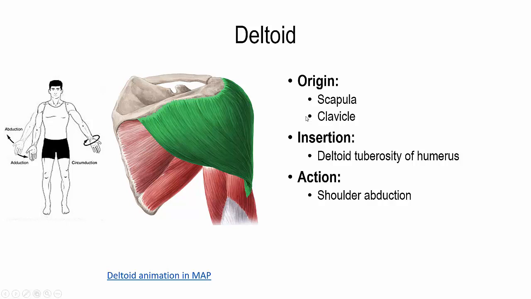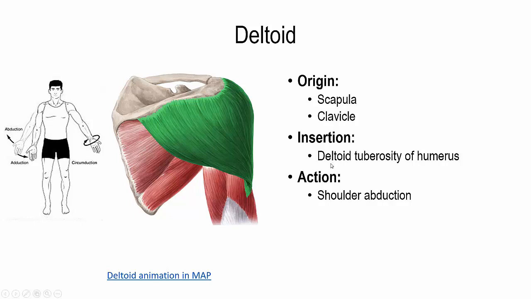The next muscle is the deltoid. Deltoid's origin is the scapula and the clavicle. So you can see the origin here. Here we see the scapula. Here is the clavicle. Here's the attachment point on the scapula. This is a posterior view of the scapula and the humerus. If we were to see an anterior view, you would see that the deltoid does attach to about the lateral third or so of the clavicle.